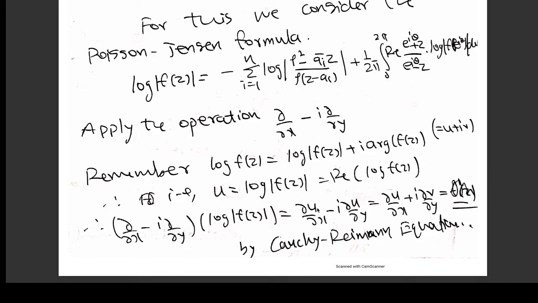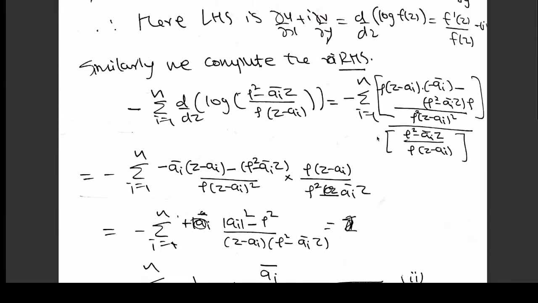This is u. So that is del u by del x minus i del u by del y. But by the Cauchy-Riemann equation, that is del u by del x plus i del v by del x, where u plus iv is our function under consideration. This is by the Cauchy-Riemann equation. Here u plus iv is log f(z). But remember that this actually represents the d by dz of the function, that means whatever function we have. So this is the derivative of our function u plus iv, which is log f(z). So this represents d by dz of log f(z), that means f'(z) by f(z). So the left hand side becomes f'(z) by f(z).